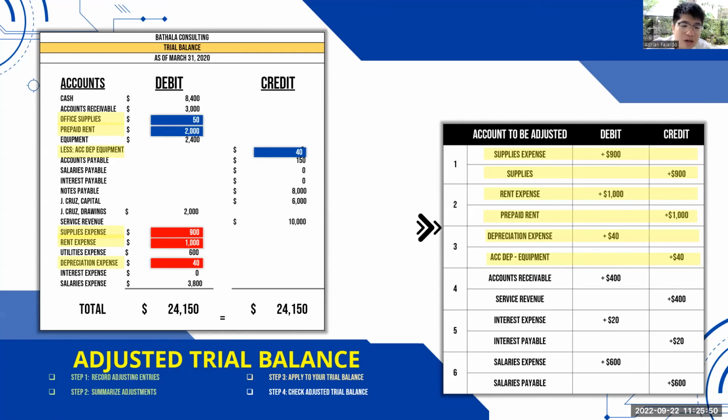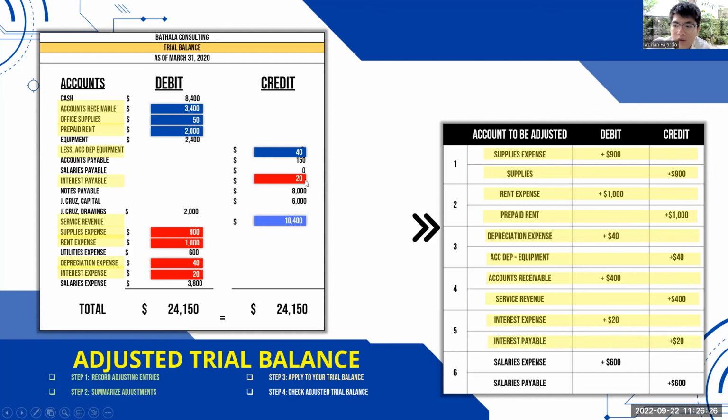Fourth adjusting entry, so we're now at accruals. So accounts receivable raw increased by 400. So from 3,000 na accrued accounts receivable, we add 400, so maging 3,400. Service revenue 400, so let's look for service revenue. So service revenue right now is 10,000, so magiging 10,400. Adjusting entry number 5, interest expense 20. So we go to interest expense at 0, so we increase by 20. Interest payable plus 20, so we look at interest payable. So it's at 0, pero now it's at 20.